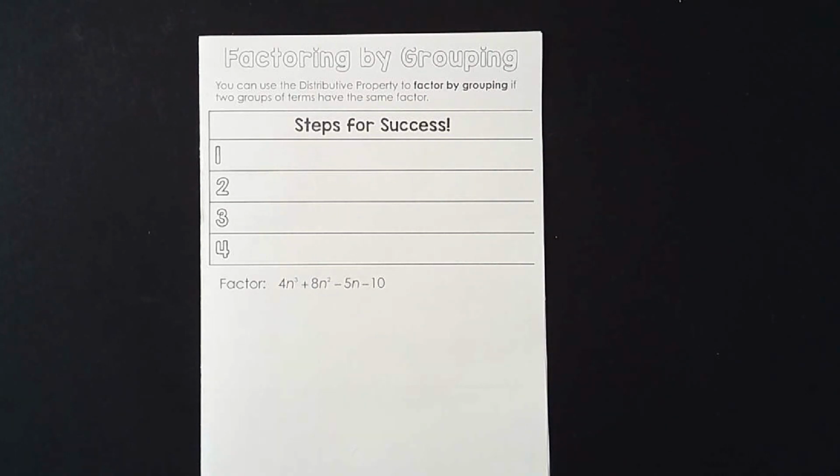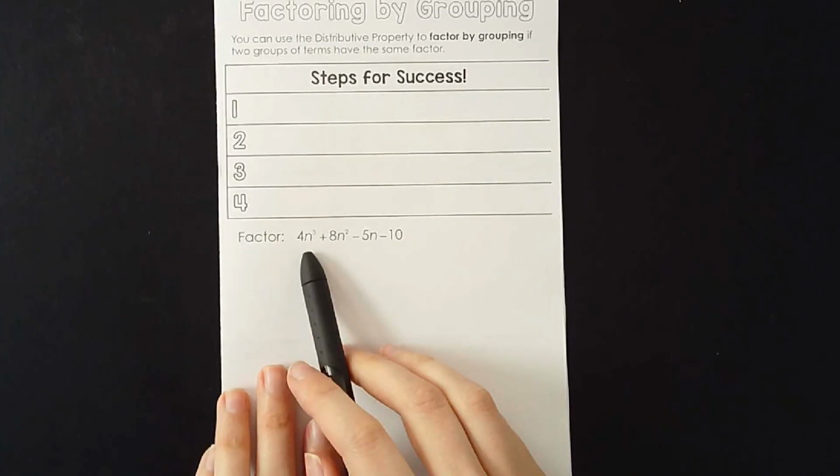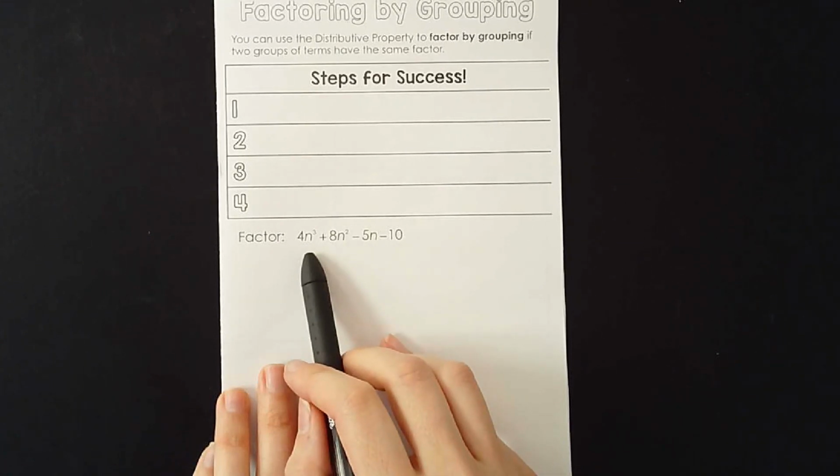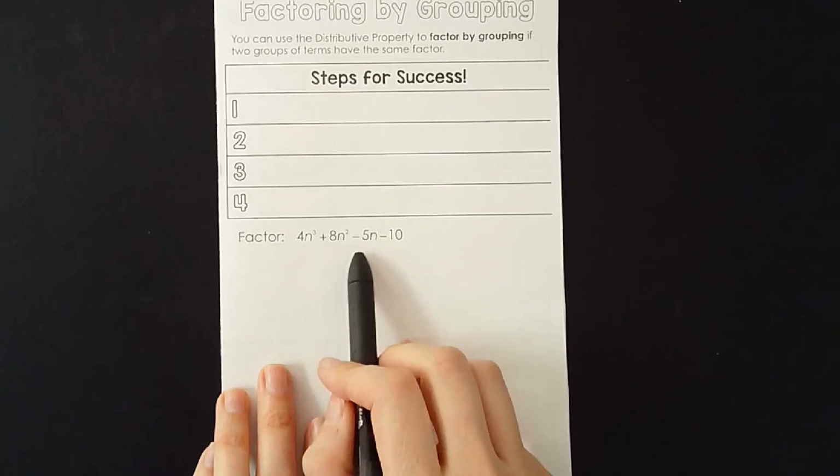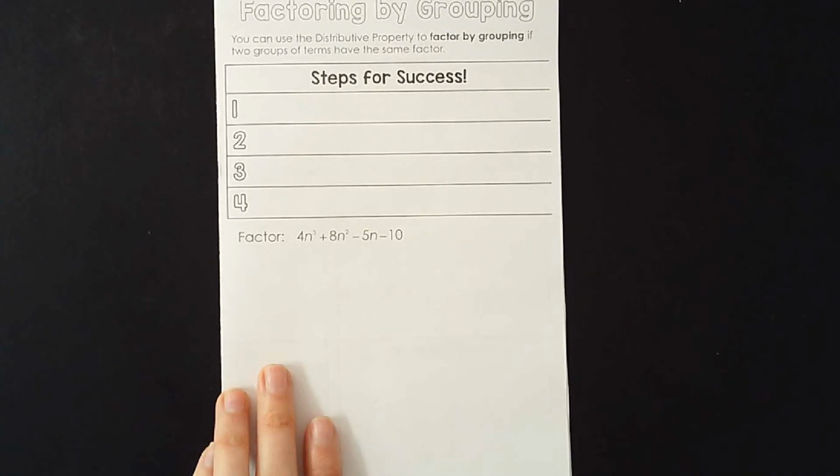Welcome to day 2 of factoring. So on day 1, we factored polynomials that all had a common factor. Today, not all of our terms are going to have a common factor. So if you look at our example down here, my coefficients are 4, 8, -5, and -10.